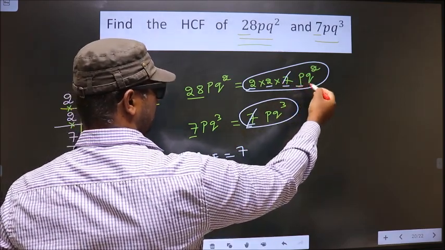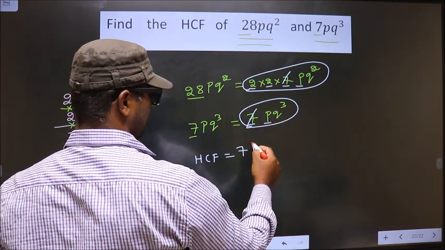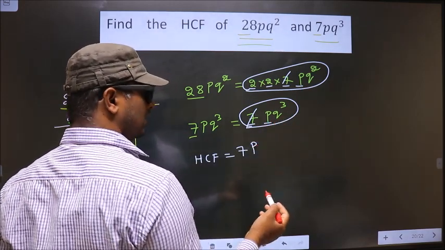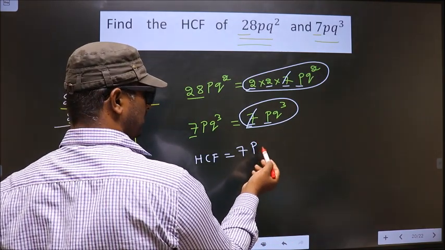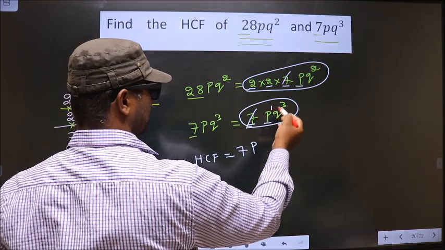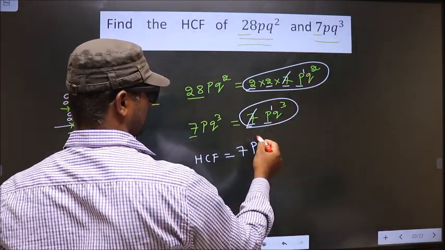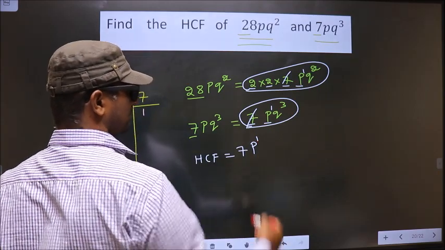Now next is letter P. Do we have letter P here? Yes. So you also write P here. Now the question arises, what power will this P have? It will get the smaller power. So here P power is 1, here also 1. Both are the same, so here also you get 1.